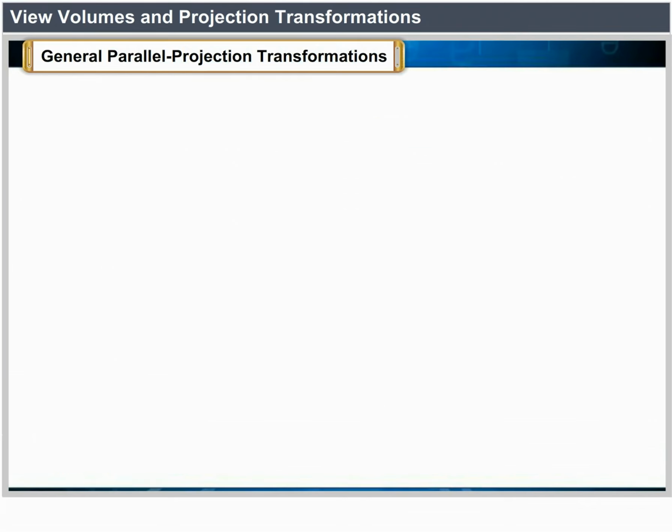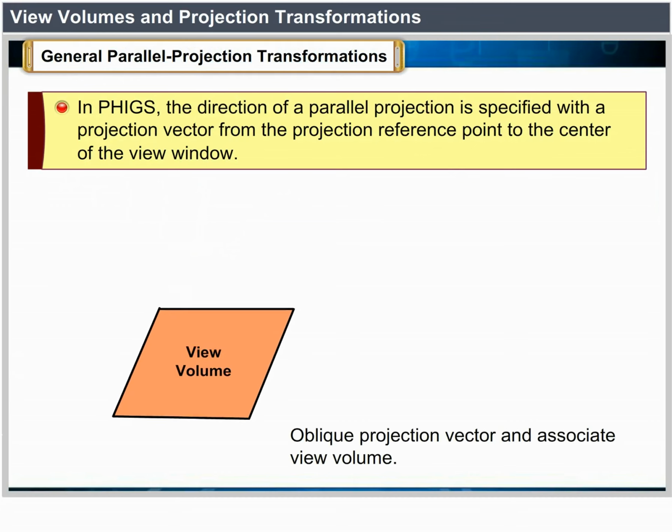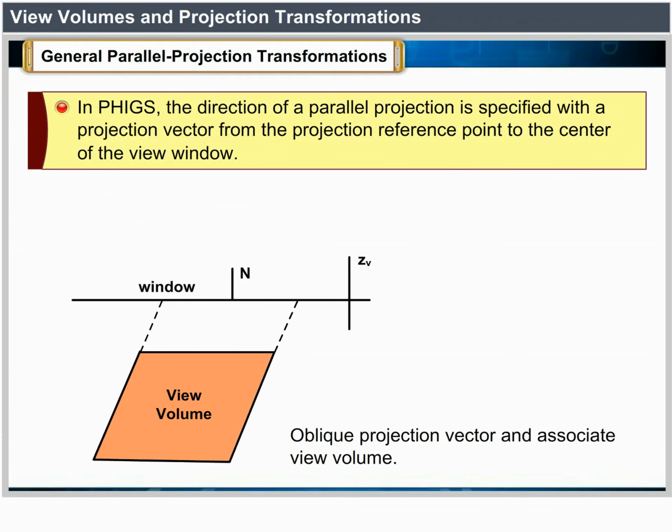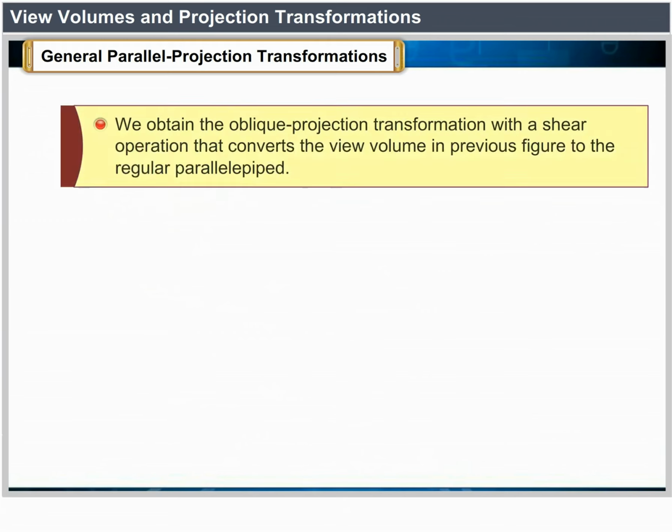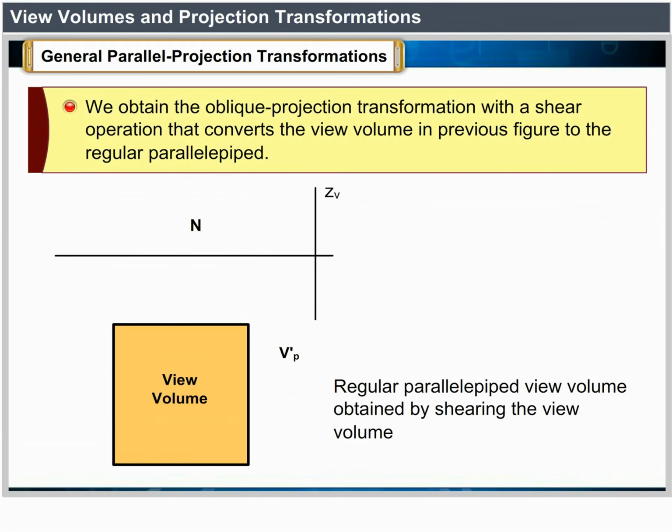General parallel projection transformations. In the figures, the direction of a parallel projection is specified with a projection vector from the projection reference point to the center of the view window. This figure shows the general shape of a finite view volume for a given projection vector and projection window in the view plane. We obtain the oblique projection transformation with the shear operation that converts the view volume in the previous figure to the regular parallelepiped shown in this figure.